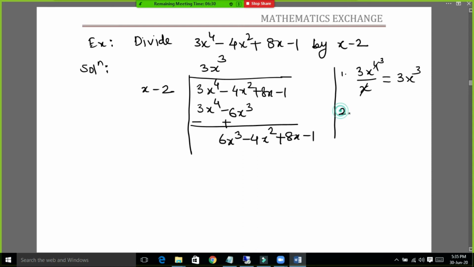So in the second step, divide the first term by the first term of the divisor. So 6x cube upon x. Again the numerator x and denominator x get cancelled, so we get 6x square. So this 6x square is the quotient term, write it down in the quotient. Now again multiply the 6x square with the whole divisor. So 6x square into x, we get 6x cube, plus 6x square into minus 2 is minus 12x square.